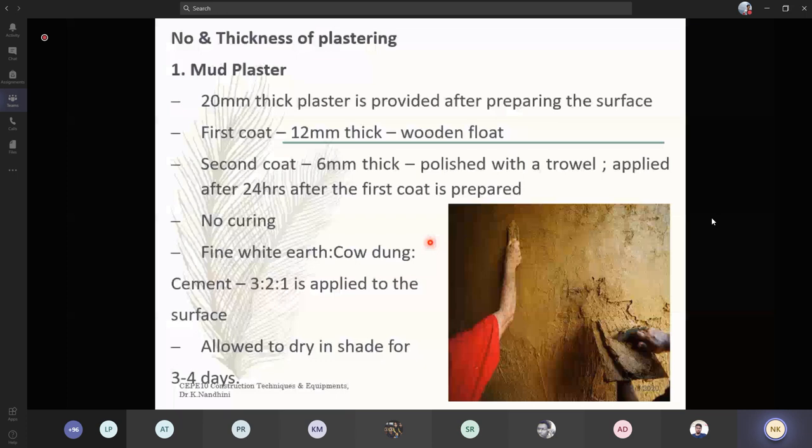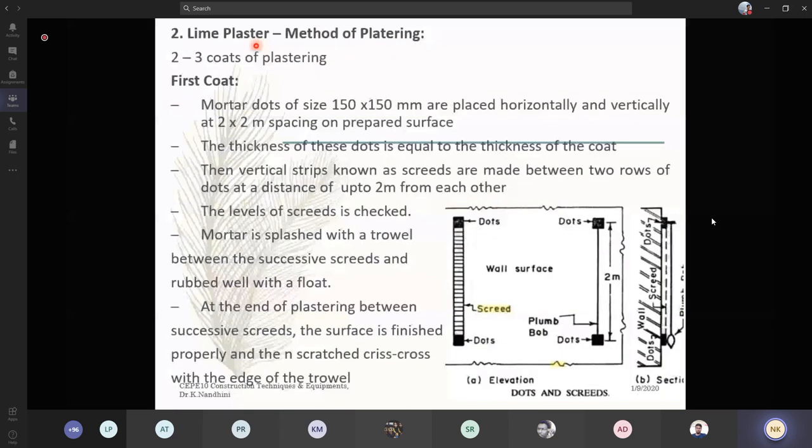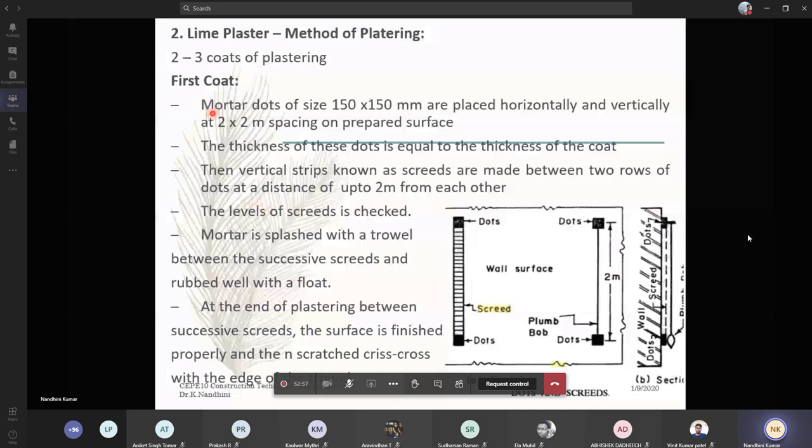And this is a lime plaster. Are we running out of time? Okay. 2 to 3 coats of plastering. For the first coat, I'll stop with this slide. So we'll continue in the next class.